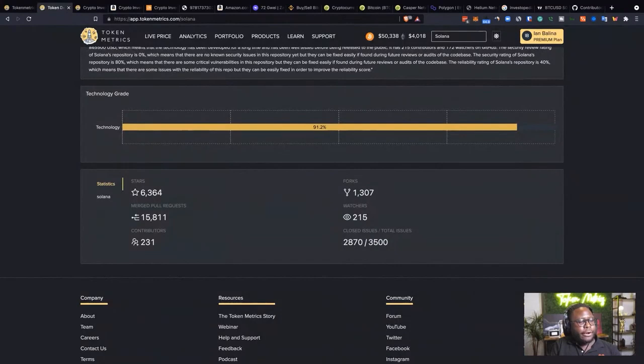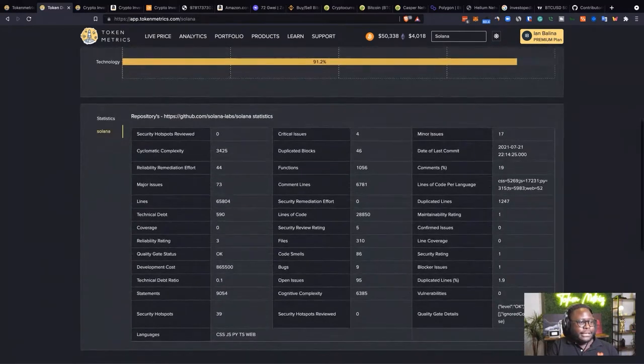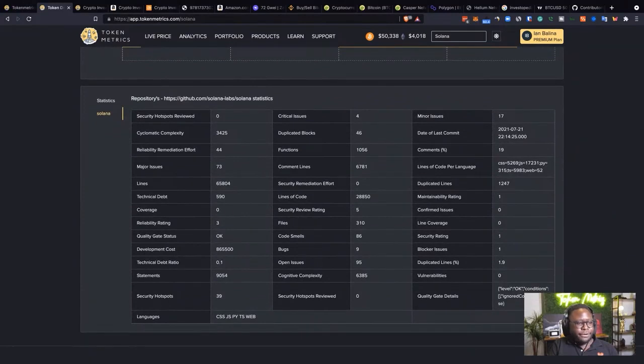Then going back here, watchers. How many people are actively watching all the updates on this? And then how many people are actually contributing? So 215 watchers, 231 contributors for Solana. And then this is just for us, just for Token Metrics. We've gone through and automated code reviews, so we try to automate everything. That's kind of what a platform does, right?